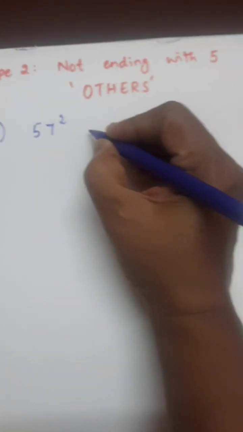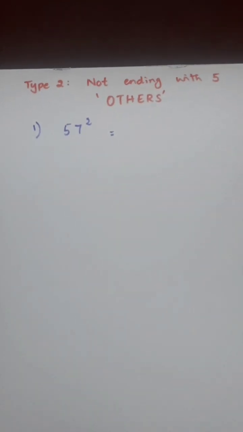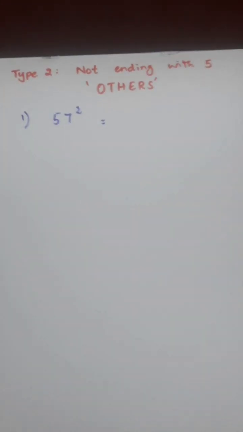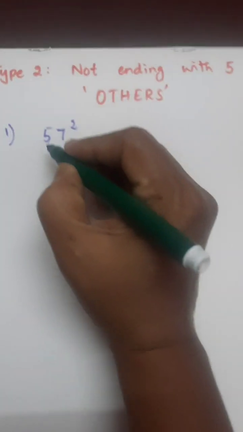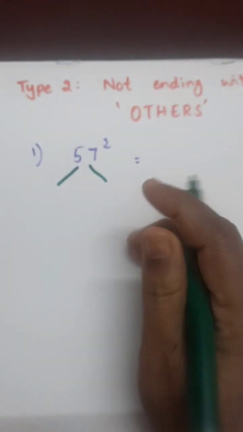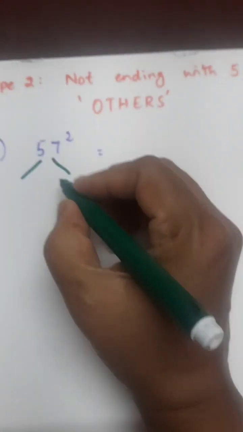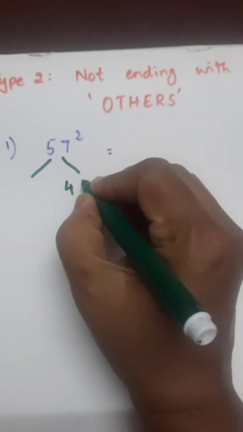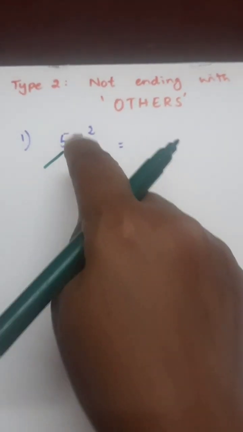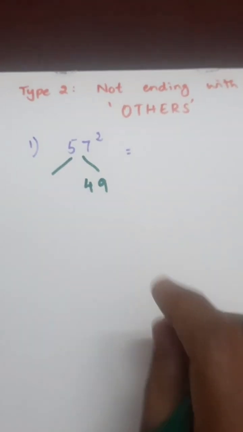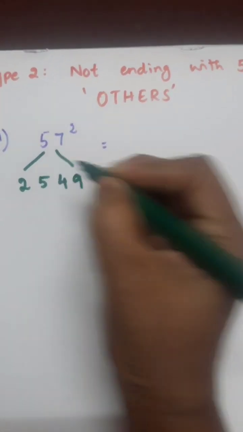Now, the first example: 57 square. If you try to find it out directly, it will be very difficult, but there is a very easy way. I will make two arrows. First, I will write 7 square, which is 49. For 57 square, first I find 7 square, that is 49, and 5 square, that is 25.